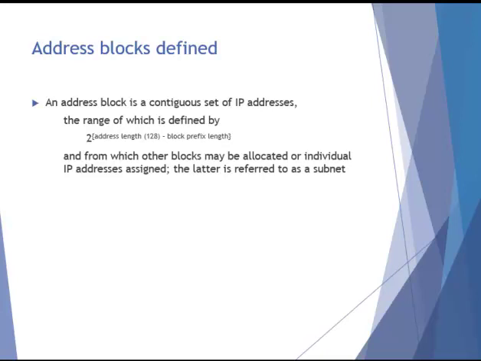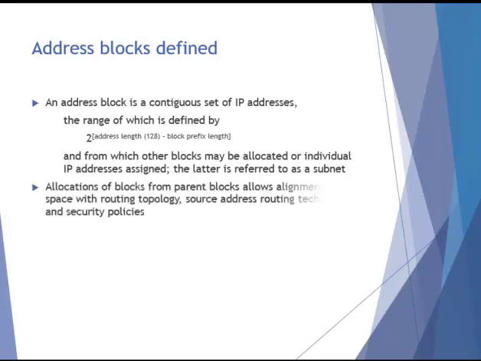So first of all, what do I mean by an address block? Well, an address block is a contiguous set of IP addresses, and the range of the IP addresses is defined by the address length, which in the case of IPv6 is 128 bits, minus the block prefix length. So let's say the block is a /64 subnet, so it would be 128 minus 64. So the range of addresses in that block is 2 to the 64th. Other blocks can be derived from that block or allocated, or individual IP addresses can be assigned. The block in which individual IP address assignments are made is referred to as a subnet.